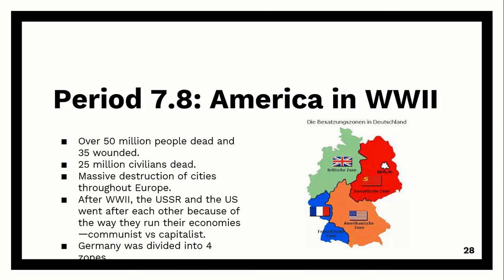Massive destruction of cities throughout Europe was seen, and after World War II, the USSR and the US went after each other because of the way they run their economies, communist versus capitalist. Germany was divided into 4 zones, as you can see on the right, between Britain, the USSR, America, and France.